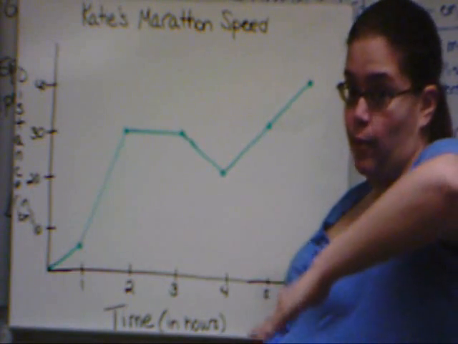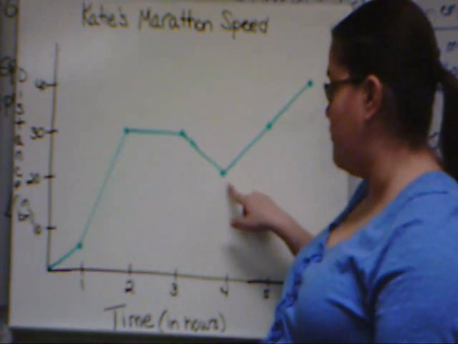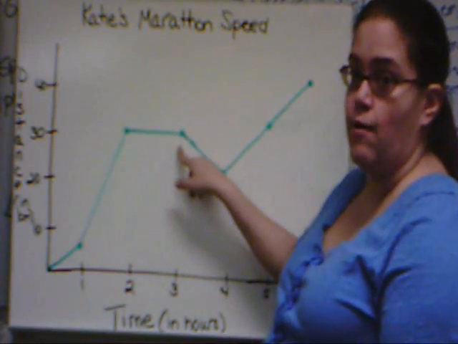means that your object went backwards. At hour 4, she covered less ground than she had covered at hour 3.